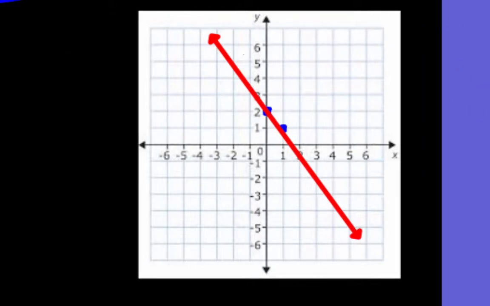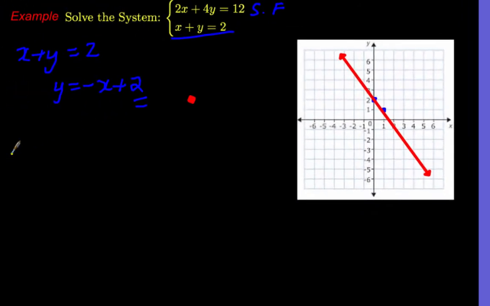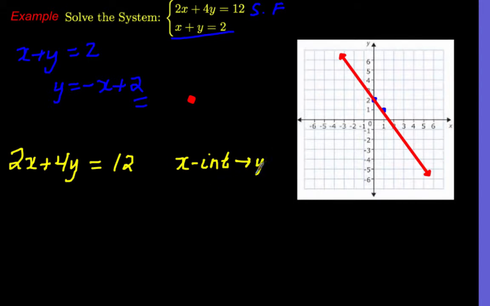So we have 2x plus 4y equals 12. Now remember, when we want the x-intercept, we set y equal to 0. When we want the y-intercept, we set x equal to 0. Okay, so those are the two things we need to think about.